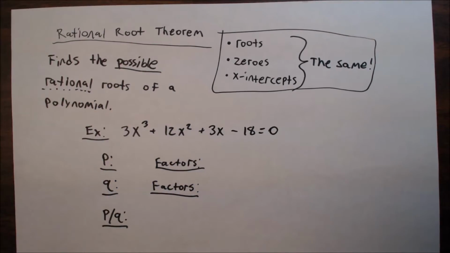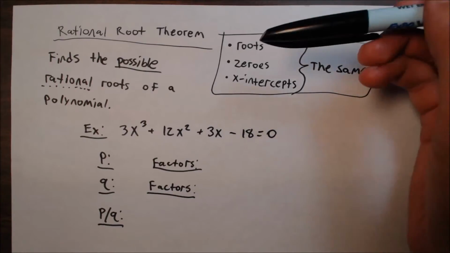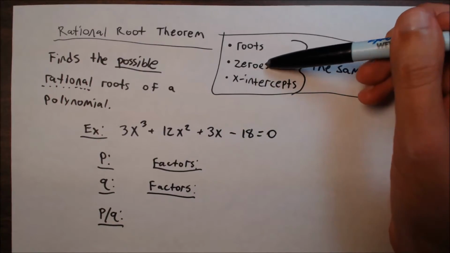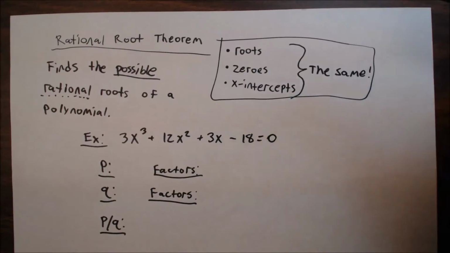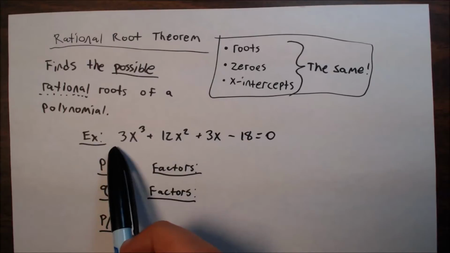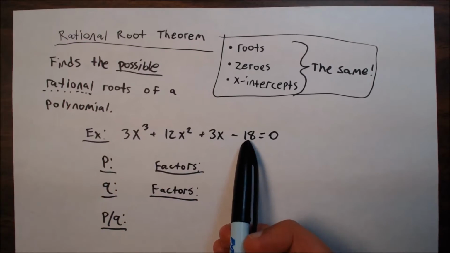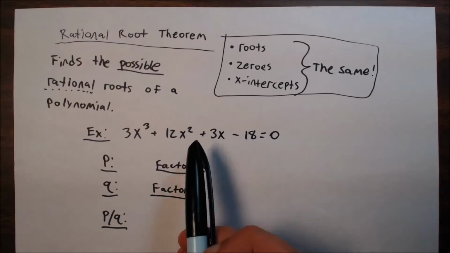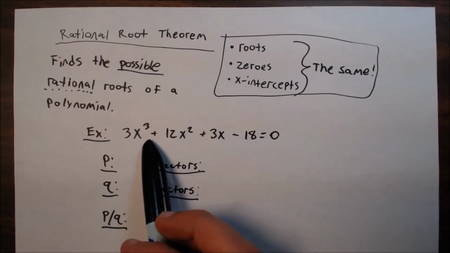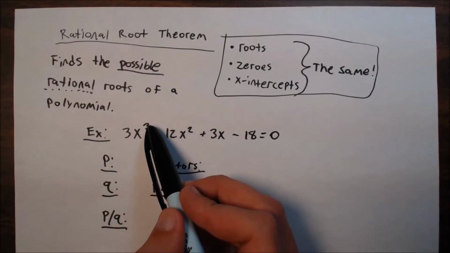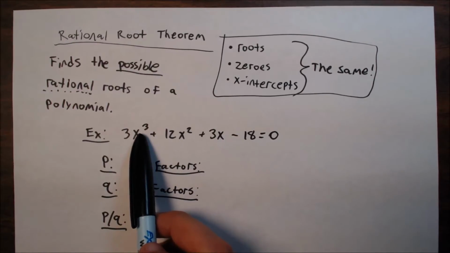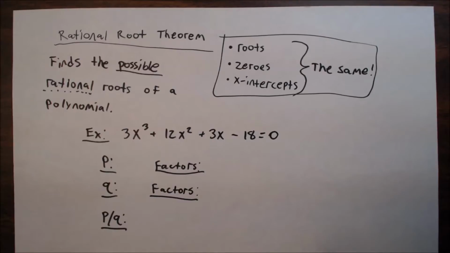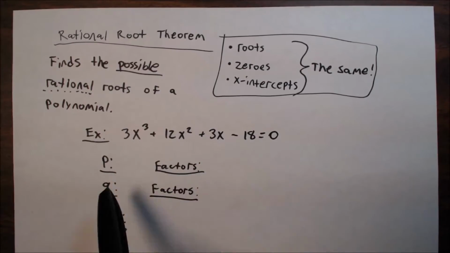Before we get into it, let's make sure we understand what a root is. I've said before that roots, zeros, and x-intercepts are basically the same thing. They're numbers that if you plug them in for x, you will get 0. Now remember that a polynomial function always has roots equal to the degree. So this function here in this example is third degree, it's cubic, which means it has 3 roots. There are 3 numbers that I can plug in here and get 0.